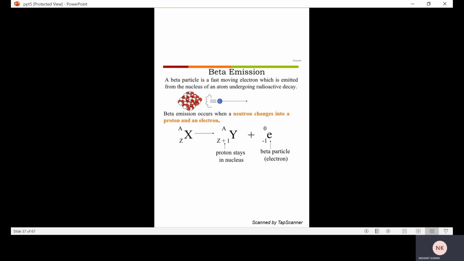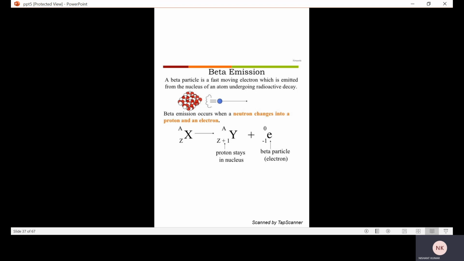Beta emission. A beta particle is a fast moving electron which is emitted from the nucleus of an atom undergoing radioactive decay. For example, nucleus X decays into Y. It is a knowing fact that the nucleus has no negative charge, but how does the nucleus produce a negative particle, the beta particle?